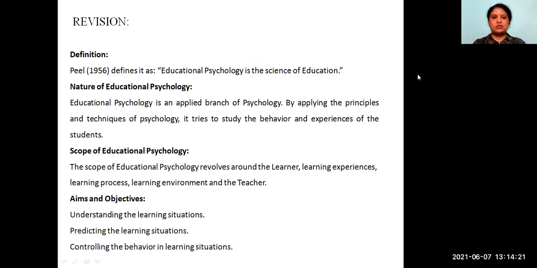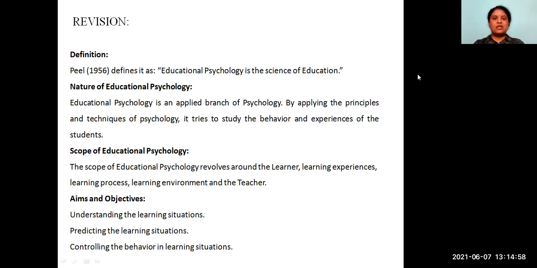So, the definition says educational psychology is the science of education. And when we talk in terms of the nature, educational psychology is an applied branch of psychology. By applying the principles and techniques of psychology, it tries to study the behavior and experiences of the students. When we move on to the scope of educational psychology, it revolves around the learner, that is the students, learning experiences, learning process, learning environment, and the teacher.